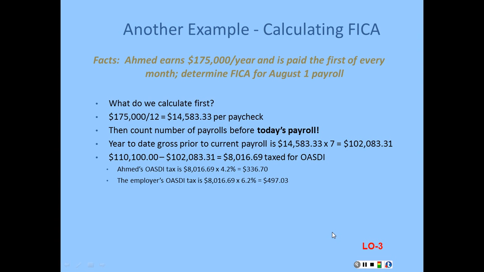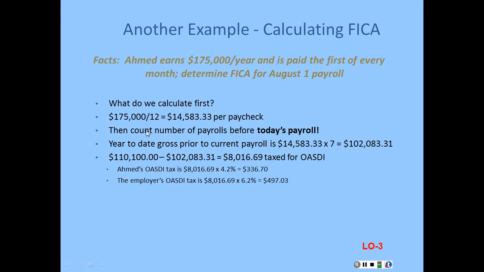Okay, the last example we're going to look at in this introduction to Chapter 3 is just another example of calculating FICA. This employee earns $175,000 a year and is paid every month. Let's worry about the FICA payroll calculations for August 1st. We have all the months before August 1st, one pay period per month. So let's begin by finding the monthly gross: annual salary divided by 12. Each monthly check has a gross of $14,000+.